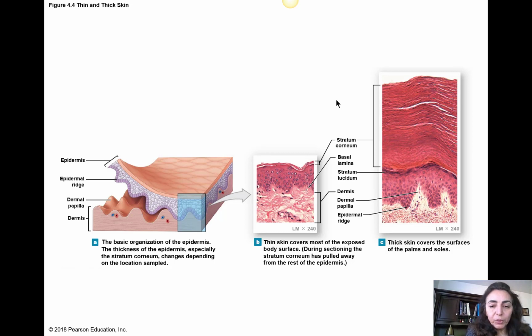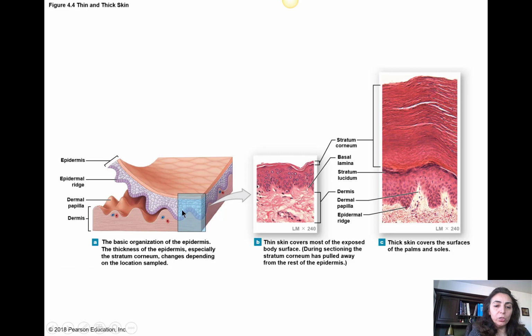Looking at the same model, the picture that you saw before, this is a thick skin. As you see, it has a very thick stratum corneum compared to thin skin, which has a very thin stratum corneum. This thin skin does not have a stratum lucidum, and this one has a stratum lucidum. So that's a comparison between thick skin and thin skin.